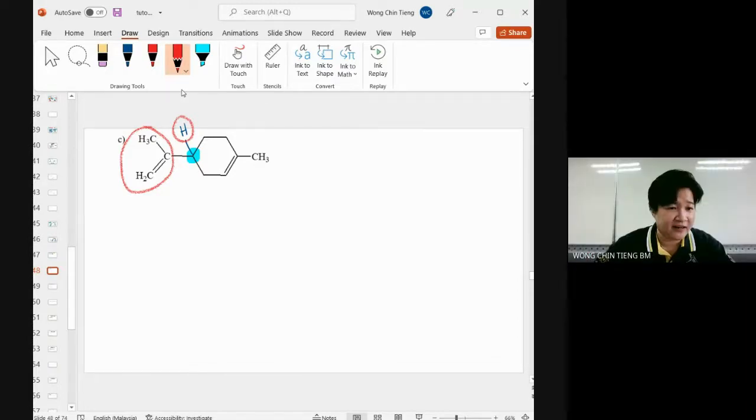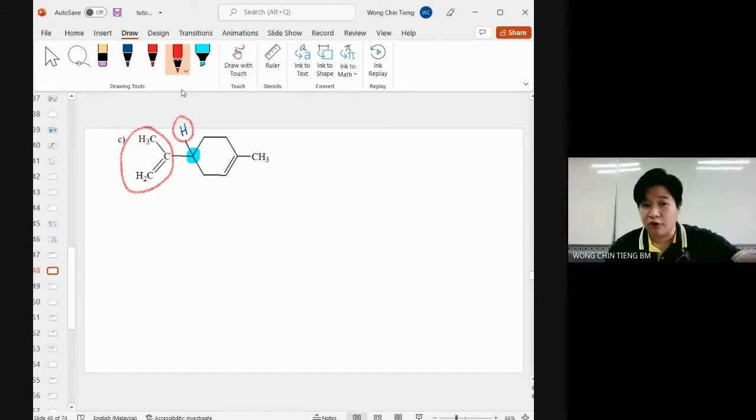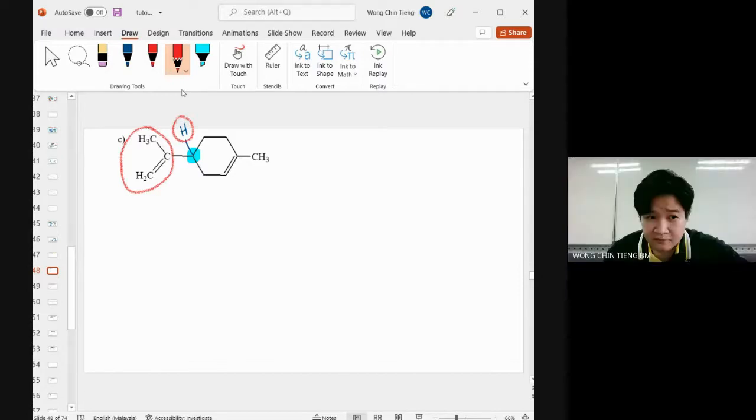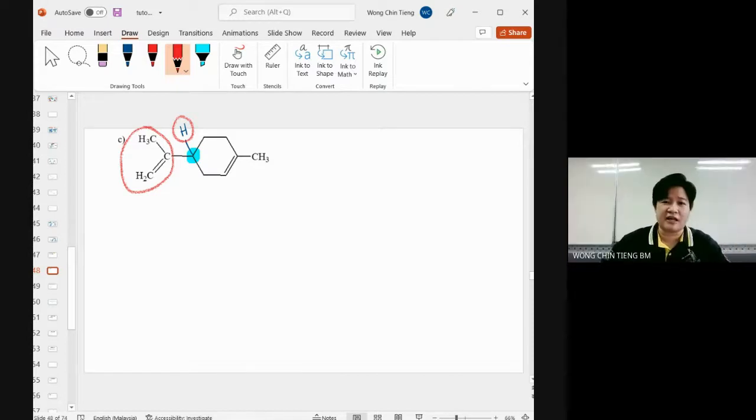Aina Safia. What class is this carbon? Quaternary. Sorry. Quaternary carbon and tertiary carbon. What class is this carbon? Tertiary carbon. Tertiary carbon. Agree class? Okay. That is your tertiary carbon and kita ada cyclic sekali lagi.